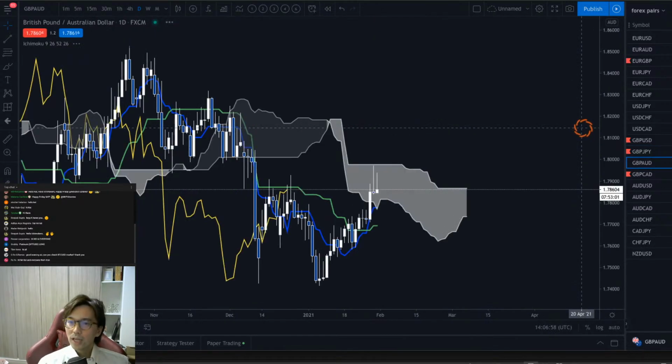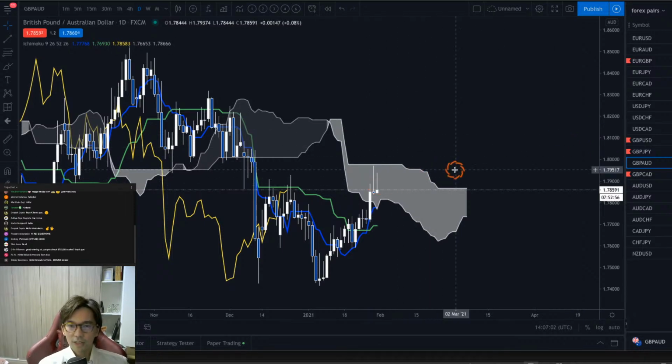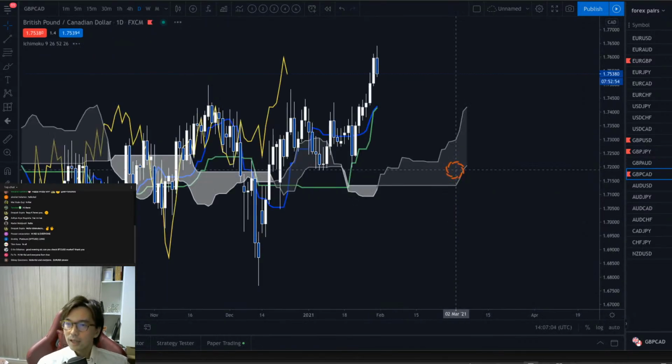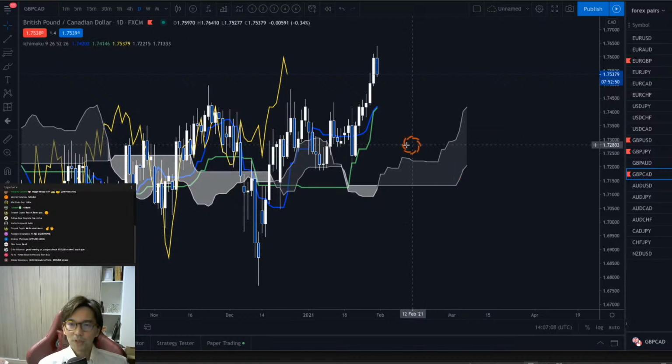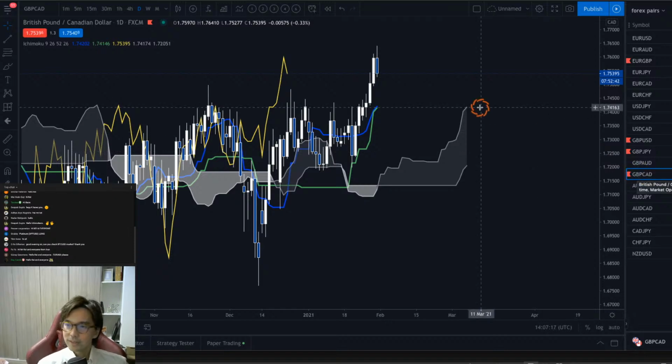And the next one, Pound AUD, it's flat. The price is exactly in the Kumo here, so it's flat. And the Pound CAD is also uptrending. Kumo up, Kijun-sen and Tenkan-sen up, and Chikou span above the candles. This is a nice uptrend, and that's why I marked this with a red flag over here.